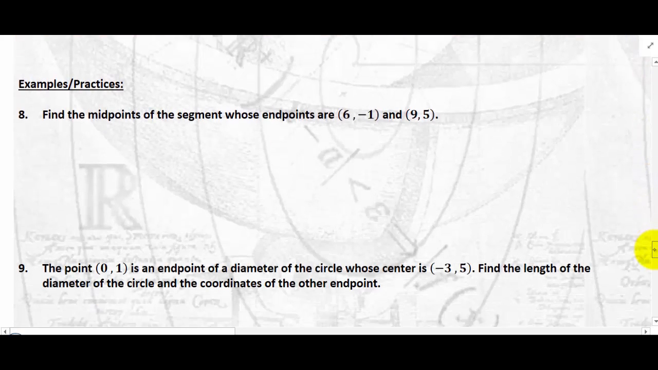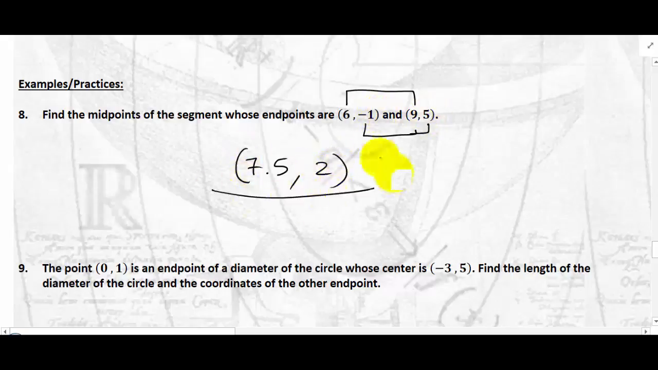All right, let me do one example, and you do the next one, and we're done with this very short set of notes. Midpoint of the segment: average of the x's, average of the y's. 9 plus 6 is 15, 15 over 2 is 7.5. 5 minus 1 is 4, 4 over 2 is 2. That's it. This is the coordinate of the point.